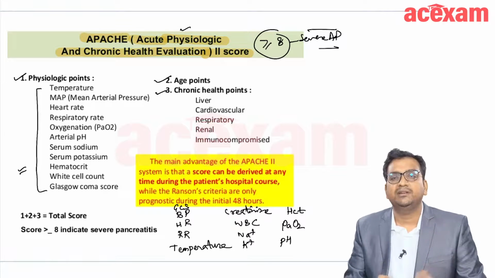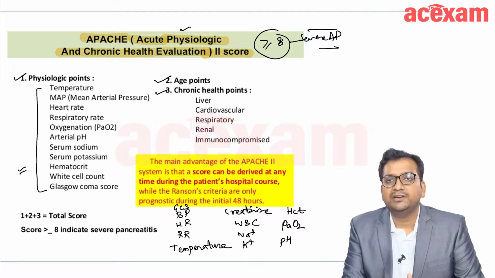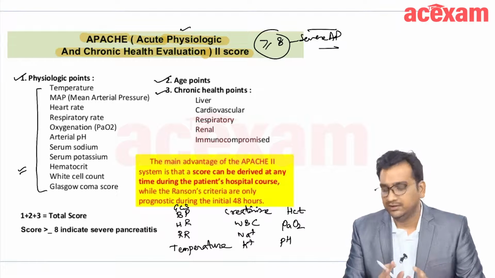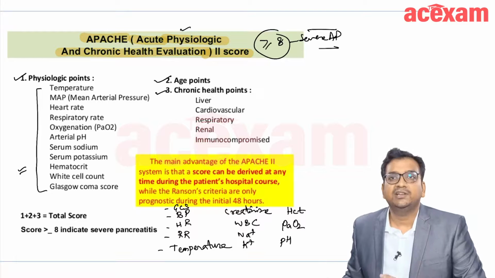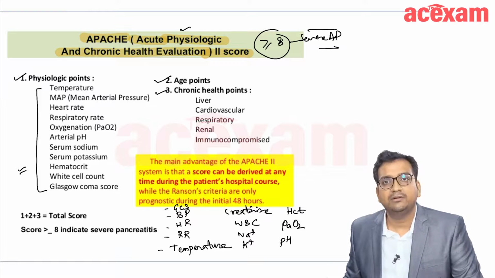Whenever a patient comes and we suspect acute pancreatitis, we will evaluate the patient, get the blood investigations, and also get the ABG done. In the evaluation, we assess the GCS of the patient. What is the GCS? What is the BP? What is the heart rate? What is the respiratory rate? And what is the temperature? This is basic evaluation.